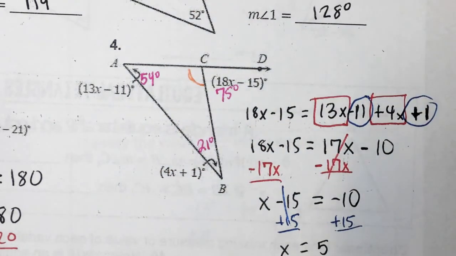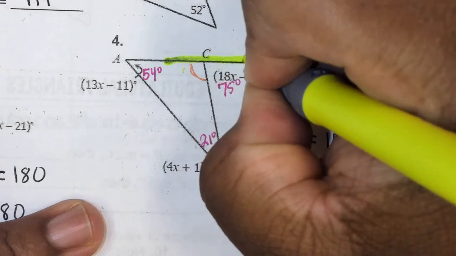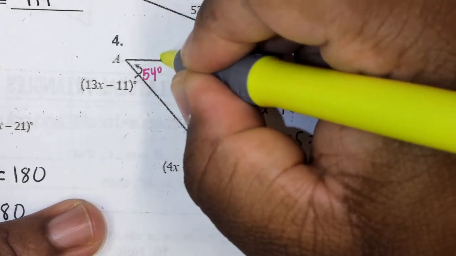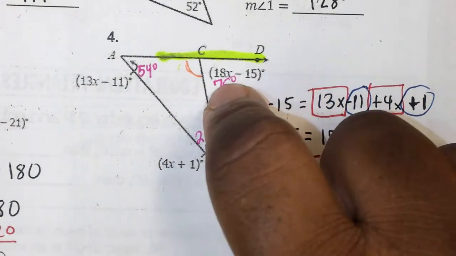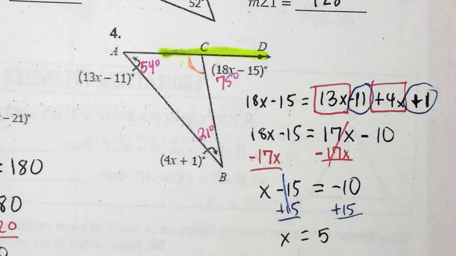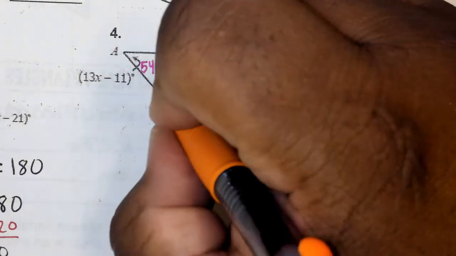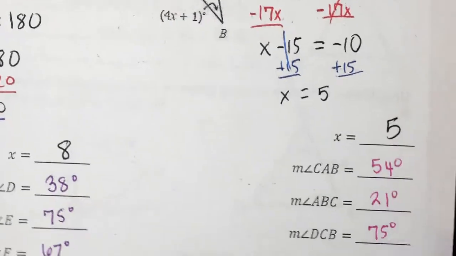How did you get 105, man? Why did you do that? Come on. Supplementary, because you see a straight line right there. I told y'all, everything I teach y'all comes back at certain points, man. Supplementary, because you got a straight line right here. So I know this angle on the outside is 75. This one has to be 180 minus 75. What you said was what, 105? Everything I show y'all comes back in here, man.